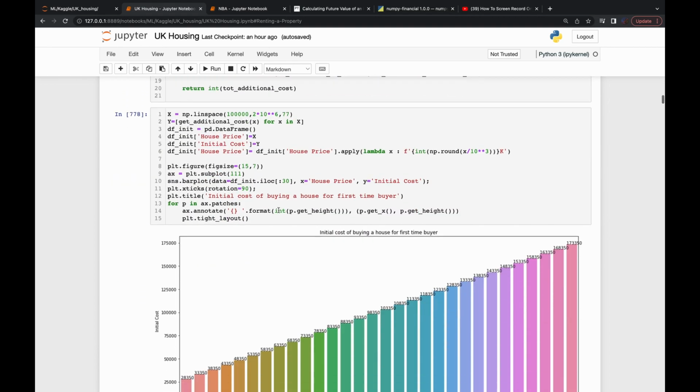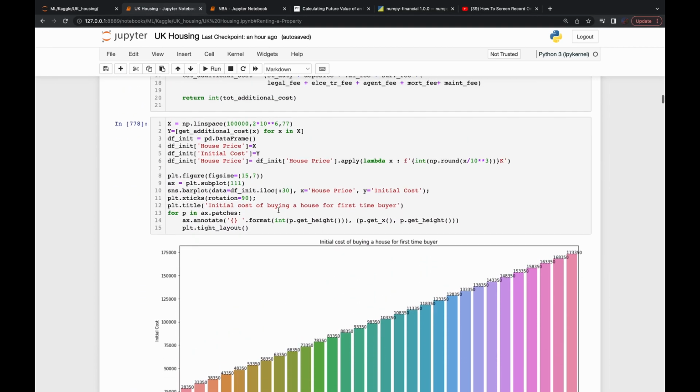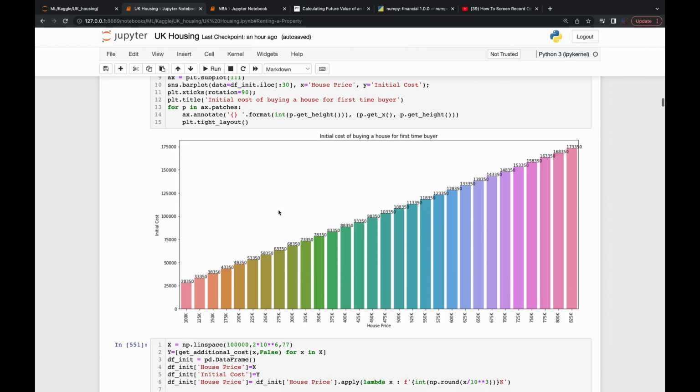Considering all these facts, this is what comes out. Let's say you are buying a house with 100k. You need initial capital of about 28,000. Likewise, for 200k, because you have to pay a 20% deposit, that means you're taking a mortgage of only 80% of it. So if your house price is 200k, you need about 48k for your initial capital.